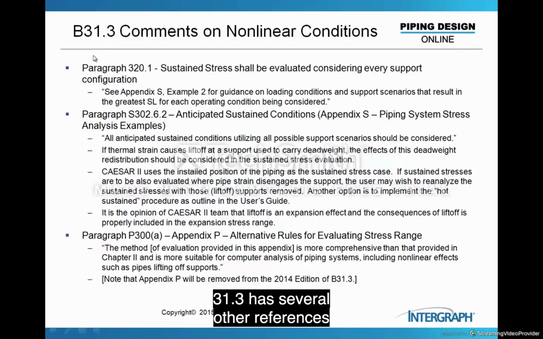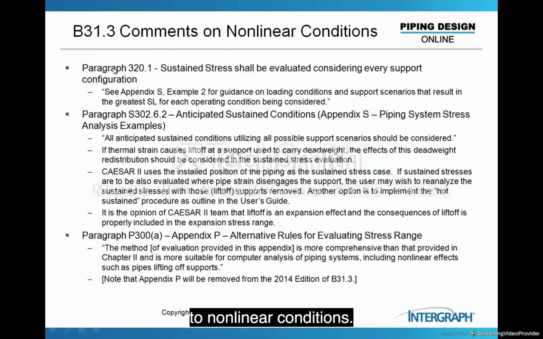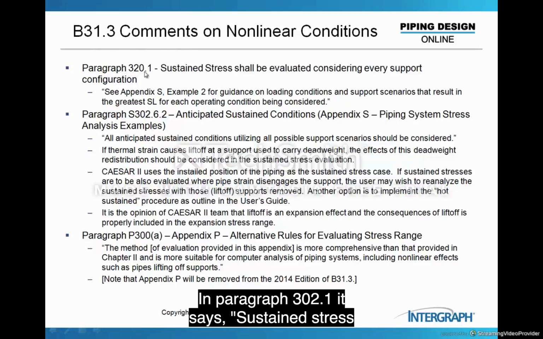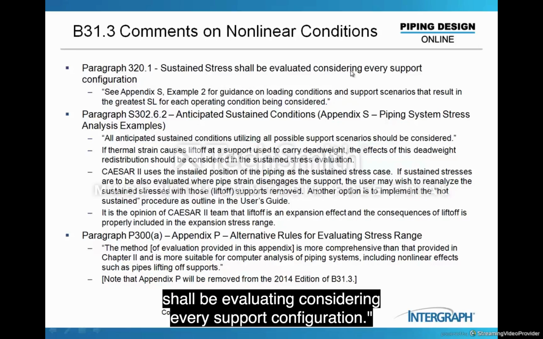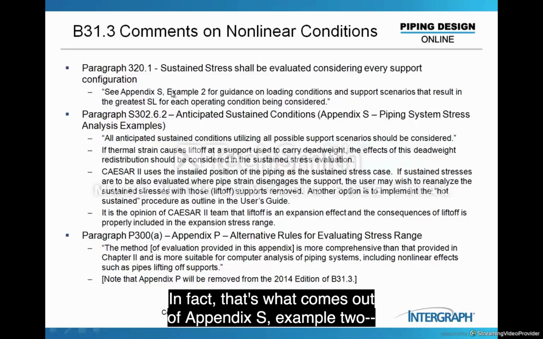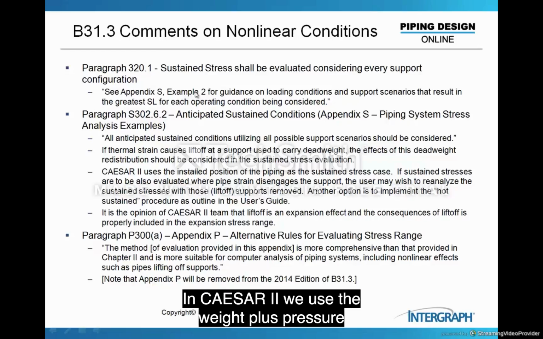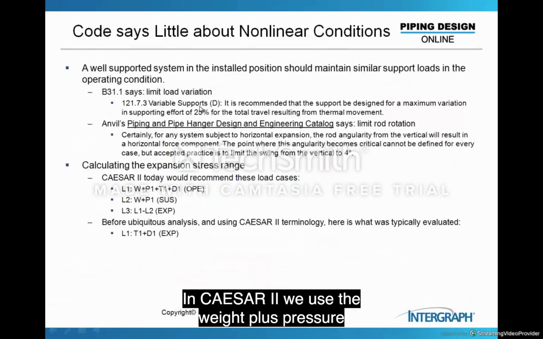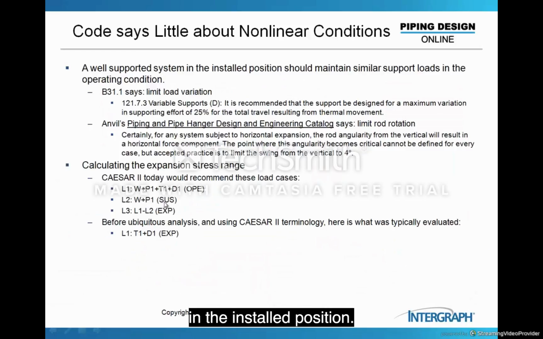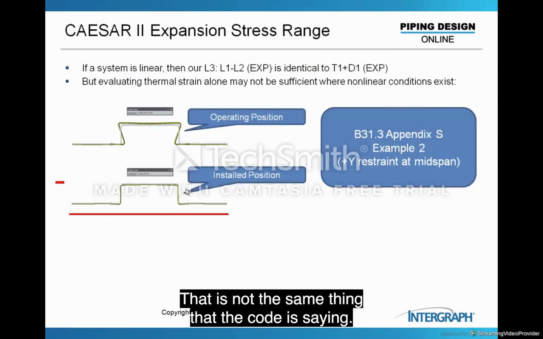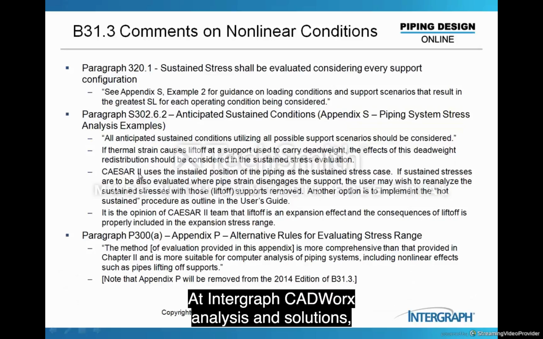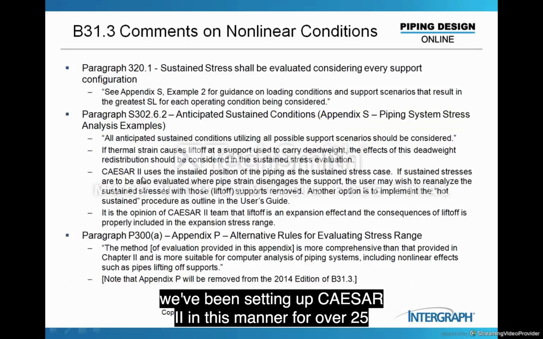B31.3 has several other references to nonlinear conditions. Here's an interesting one. In paragraph 302.1, it says sustained stress shall be evaluated considering every support configuration. In fact, that's what comes out of Appendix S, Example 2. So for every support configuration, in CAESAR II, we use the weight plus pressure in the installed position. That is not the same thing that the code is saying. At Intergraph CADWorx & Analysis Solutions, we've been setting up CAESAR II in this manner for over 25 years.